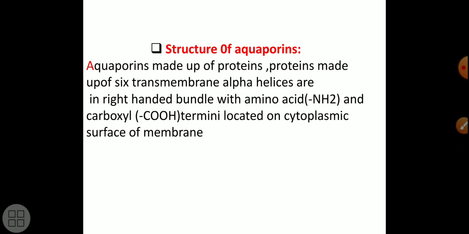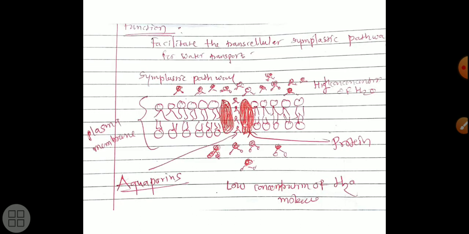So what is the structure, how it looks, and where it is present, we have already seen. Aquaporin is made up of proteins, as I have told you: six transmembrane alpha helices in a right-handed bundle, with the amino and carboxyl termini located on the cytoplasm surface of the membrane. My friends, this is the diagram I have sketched here.